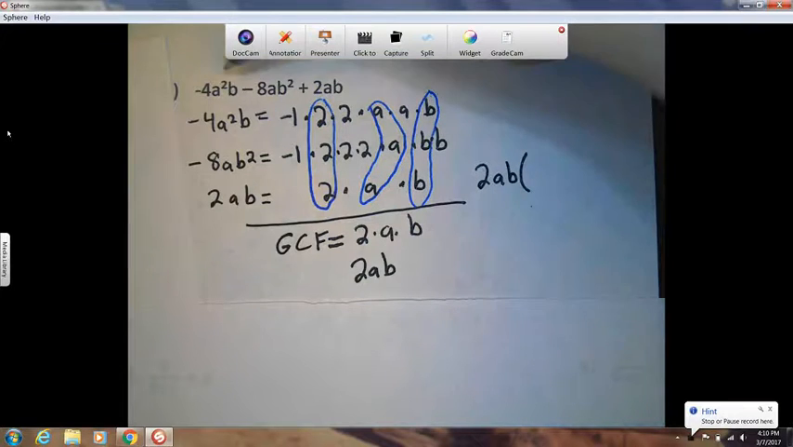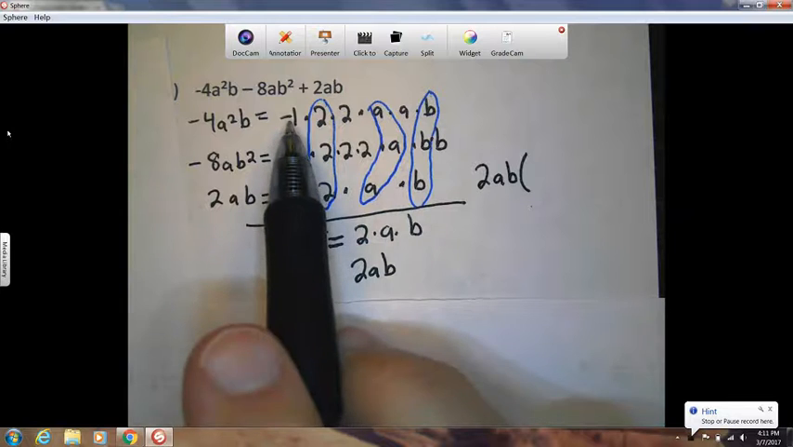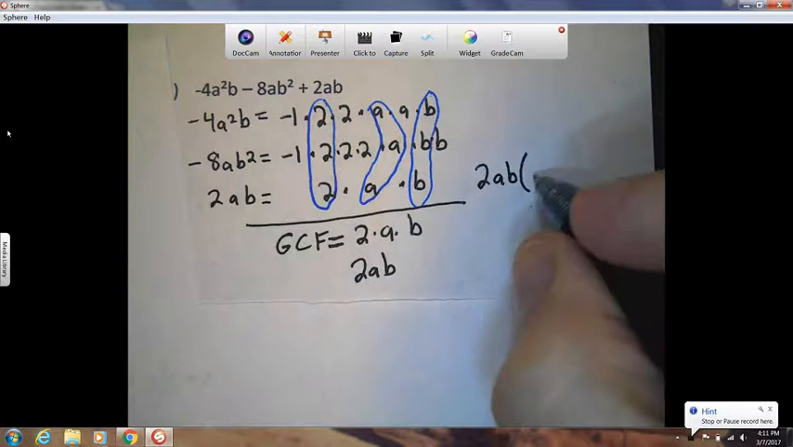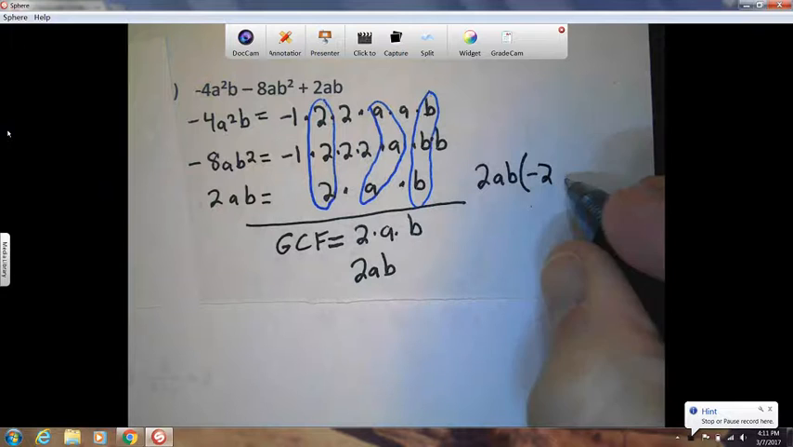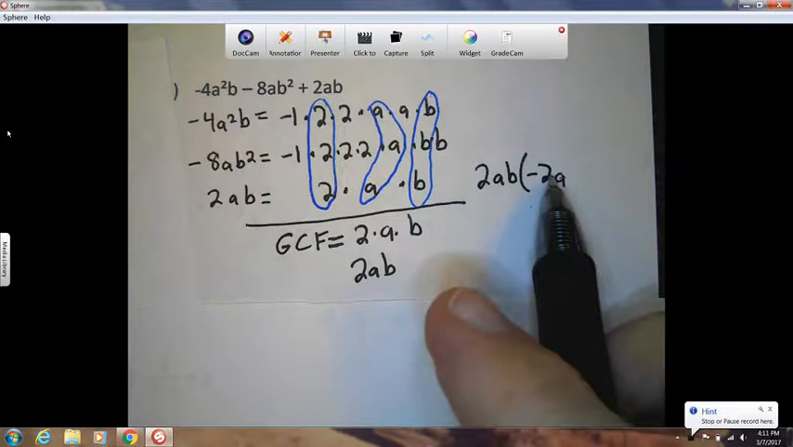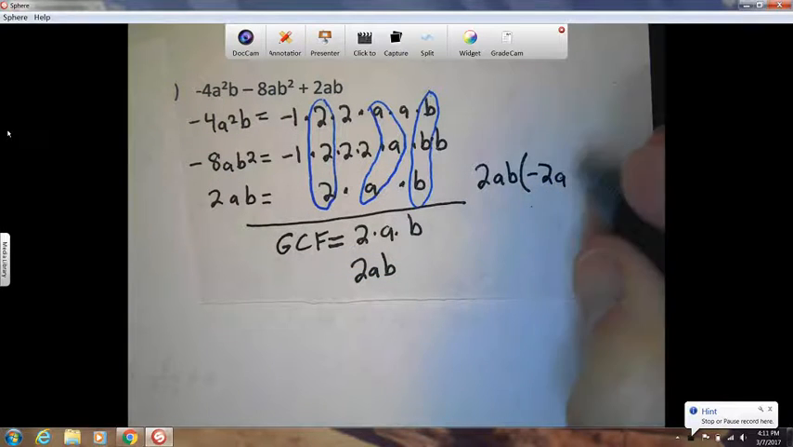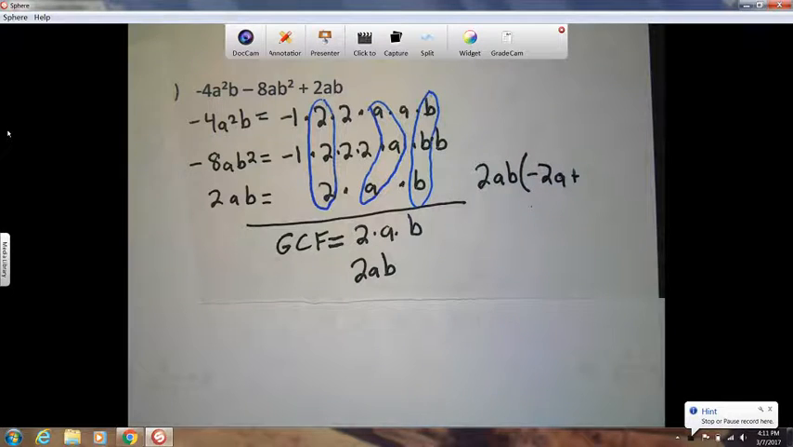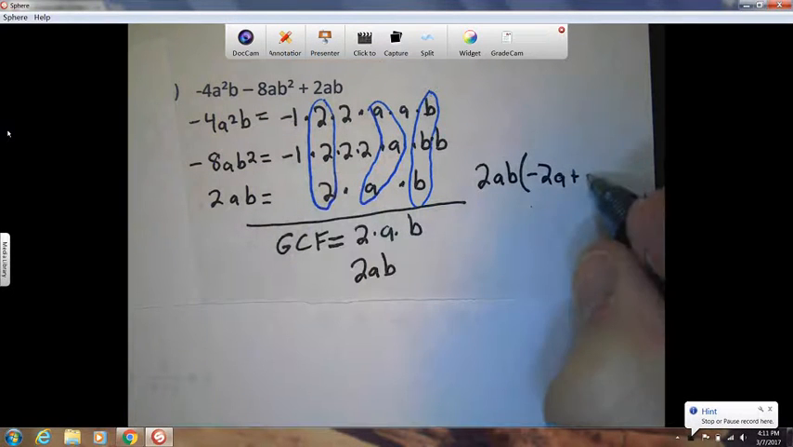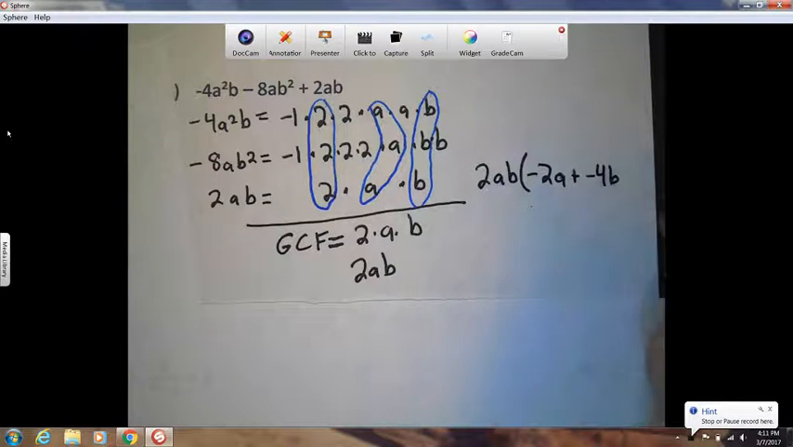And again, if you're not sure, you're struggling to find that, look at these numbers. I have -1 times 2, which is -2, and I have a. So this works. 2 times -2 is -4. a and a is a squared, and then b. Plus, here, -4b. So that would give me -8ab squared. Plus, and this last one would be 1.